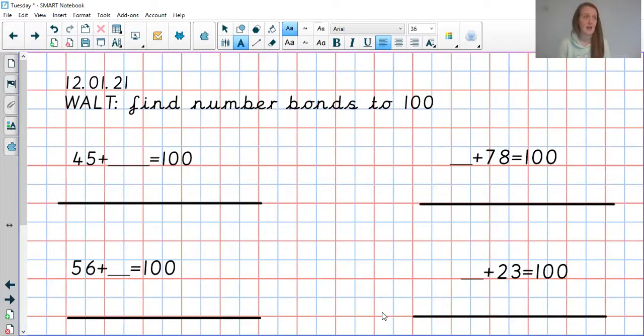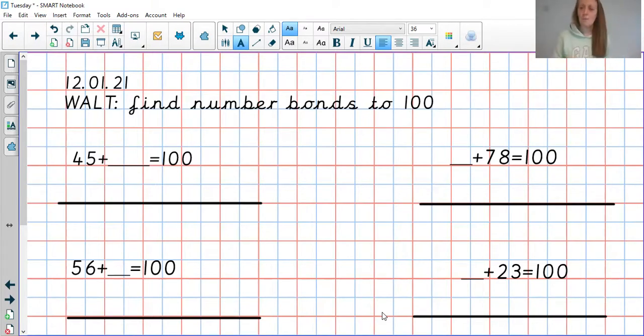Our number bonds to 10 and our multiples of 10 to 100 are mental. We expect you to know them off the top of your head. And what we would like you to be able to do eventually is to have any random 2-digit number and be able to find the matching number to make 100 in your head as well. But to do that, we want you to show this in a written method so that you really get it into your brain how you figured it out. And then hopefully, as time goes on, you'll be able to do this really quickly in your head.